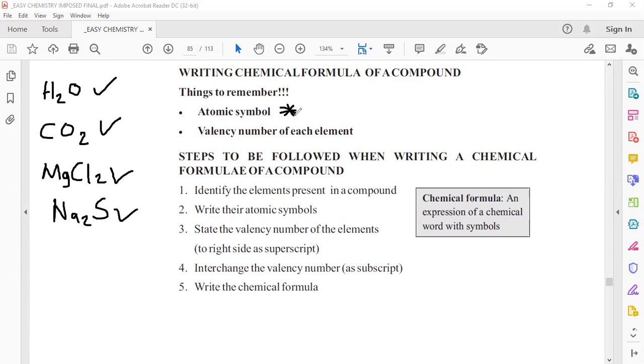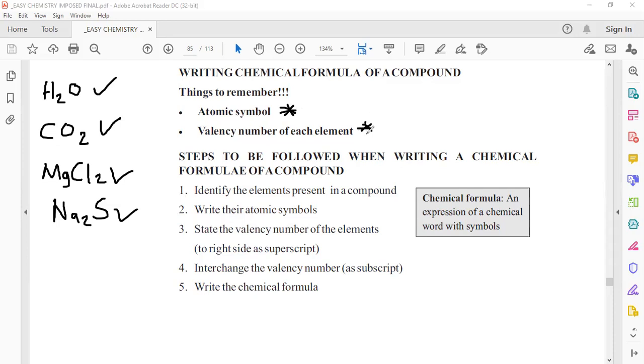Always remember the atomic symbol. So these are some of the things that we need to pay attention to. If you don't understand the atomic symbol, you can go back to the atomic structure. We have a series on atomic structure that you can watch, and then you'll get the concept of this atomic symbol. And then we have what we call a valency number.